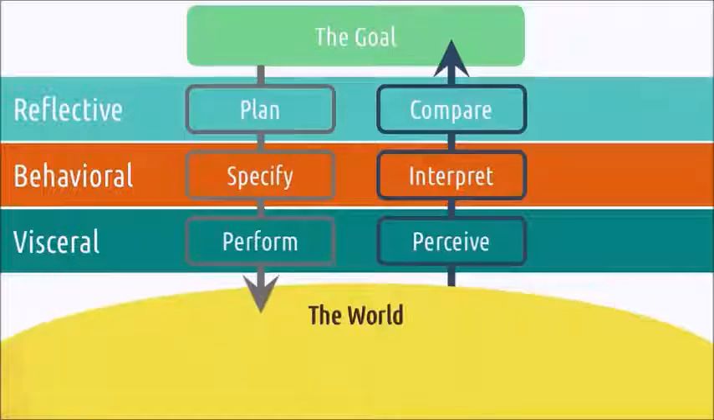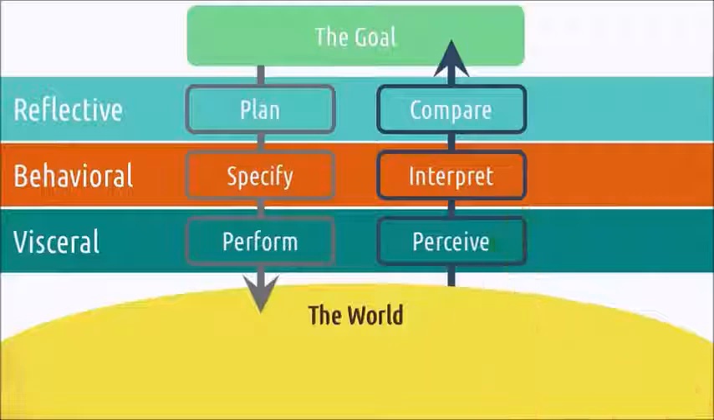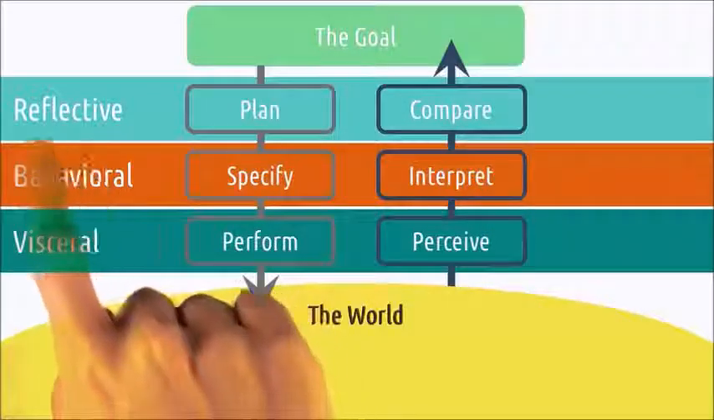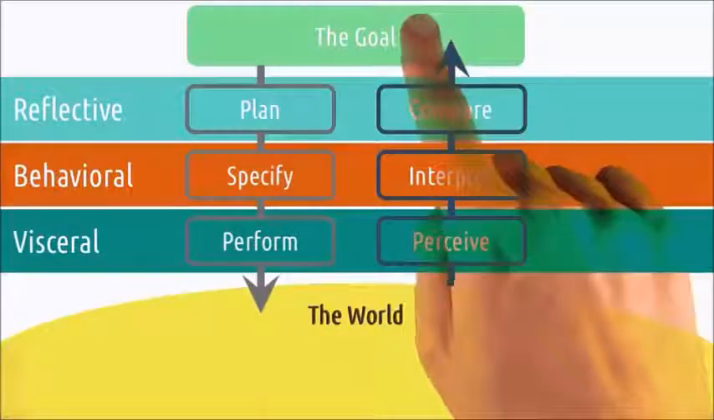Above that, he has the behavioral layer, which is where we're actually specifying what behaviors to do or interpreting the outcome of those behaviors. And then at the top level, there's the reflective phase, which is thinking about the problem and planning our solution or comparing the results to our original goal.